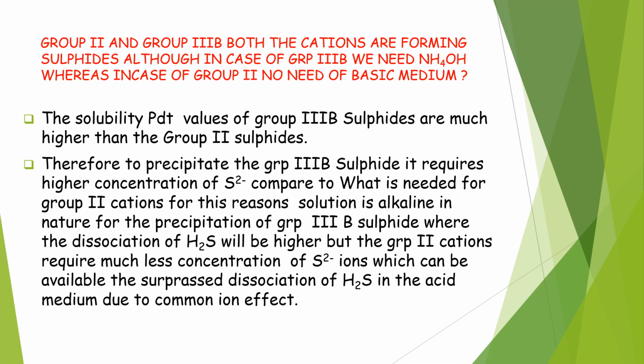Now moving to the next part of the answer. Therefore, to precipitate the group 3B sulfides, a higher concentration of S2- is required compared to what is needed for the group 2 cations. For this reason, the solution is alkaline for the precipitation of group 3B sulfides, where the dissociation of H2S will be higher, but the group 2 cations require a much lower concentration of sulfide ions, which is available from the suppressed dissociation of H2S in acid medium due to the common ion effect.